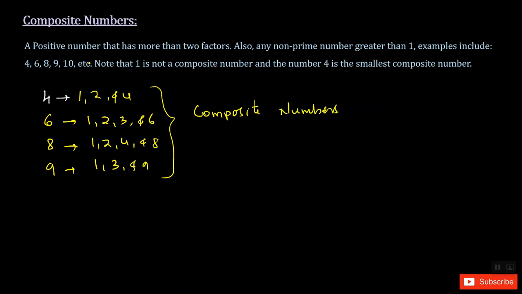Right? And note that 1 is not a composite number and 4 is the smallest composite number. We told you why the number 1 is neither composite nor prime in my previous video, because 1 is the unique number. Any number multiplied by 1 results in the same value, or any number divided by 1 results in the same value. That's the reason we say 1 is a unique number. So 1 is not a composite, and 4 is the smallest composite number.